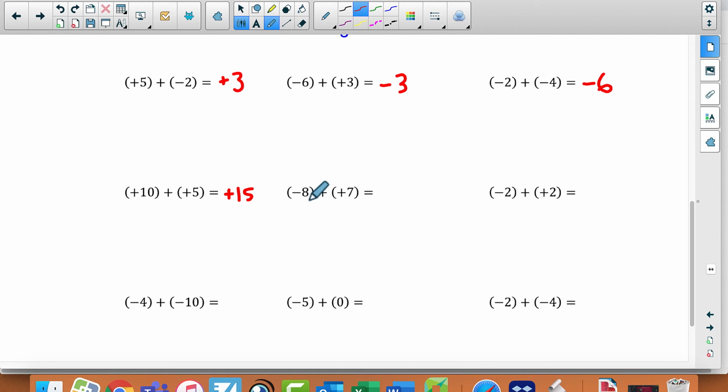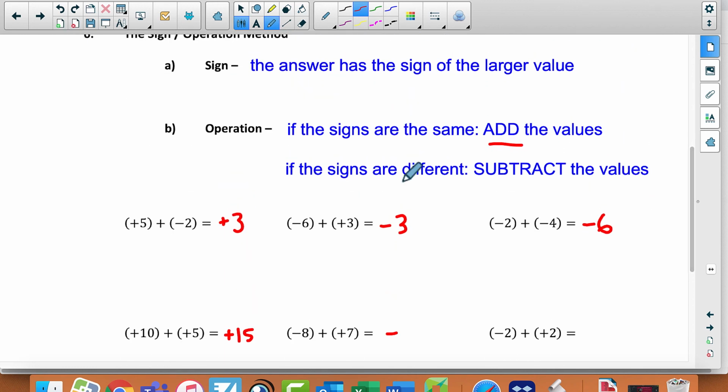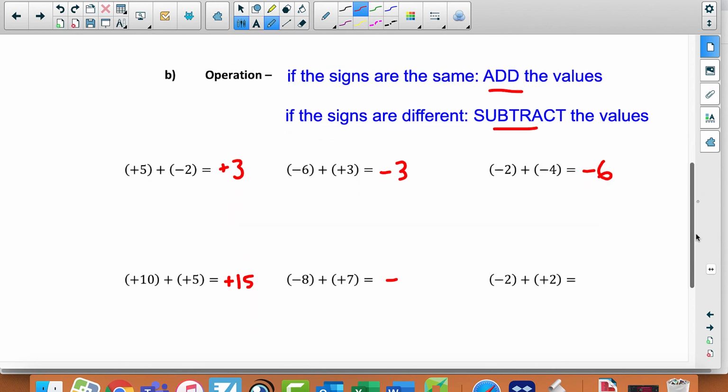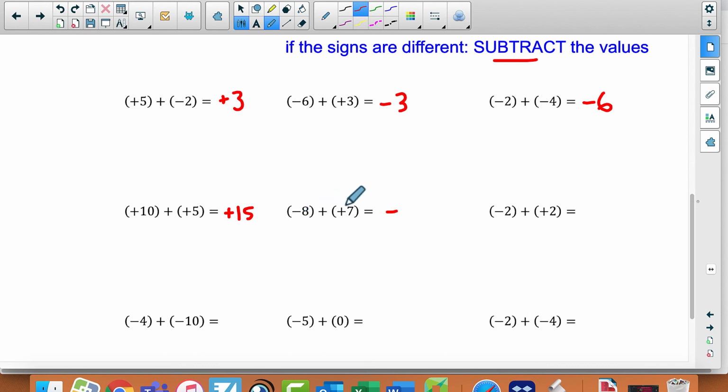But look at this one. What's bigger, 8 or 7? 8 is bigger, so the answer is going to be negative. Now, you're not adding 8 negatives and 7 more negatives. You have 8 negatives and they're being counteracted or fought against, or whatever you want to think of it, by 7 positives. So this is where you're going to subtract. The signs are different this time, so you have to subtract. You're going to take the big amount, which is 8, and subtract the small amount, which is 7, and you get 1.